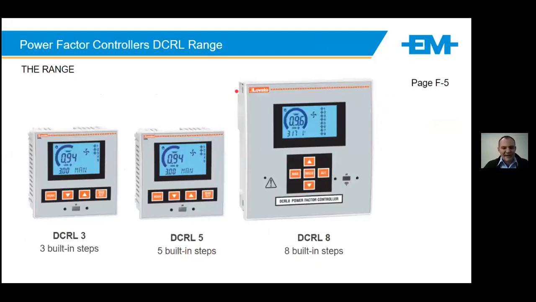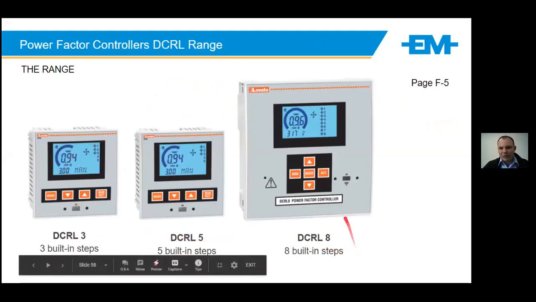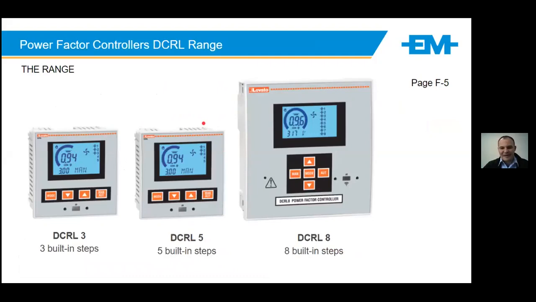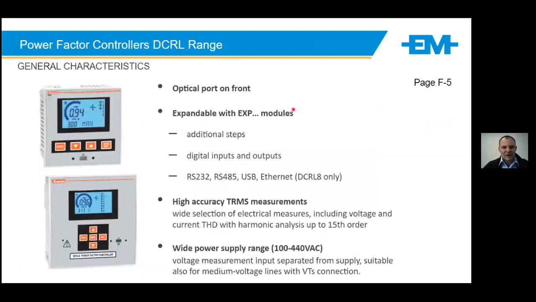As EM, we will only use and install the Lovato range of DCRL controllers for what we'd call smaller systems. Quite often in a wall mount system with smaller steps, a slightly simpler sort of solution, we would use the DCRL. Depending on the model, we have different steps or built-in steps on the unit.